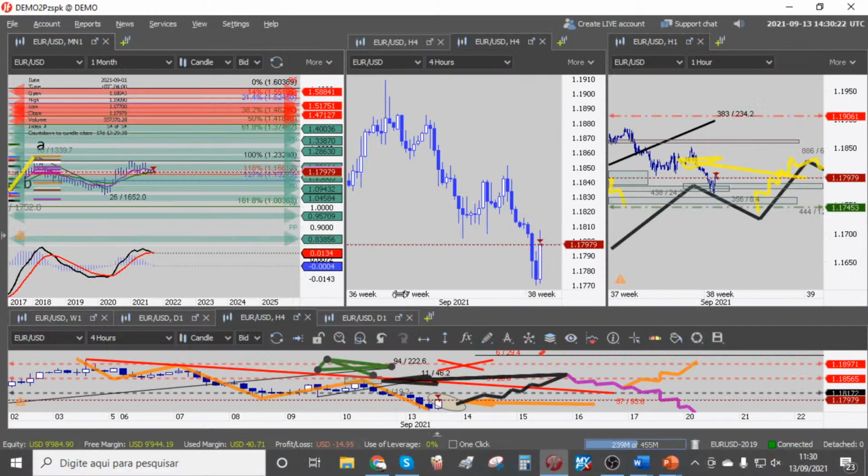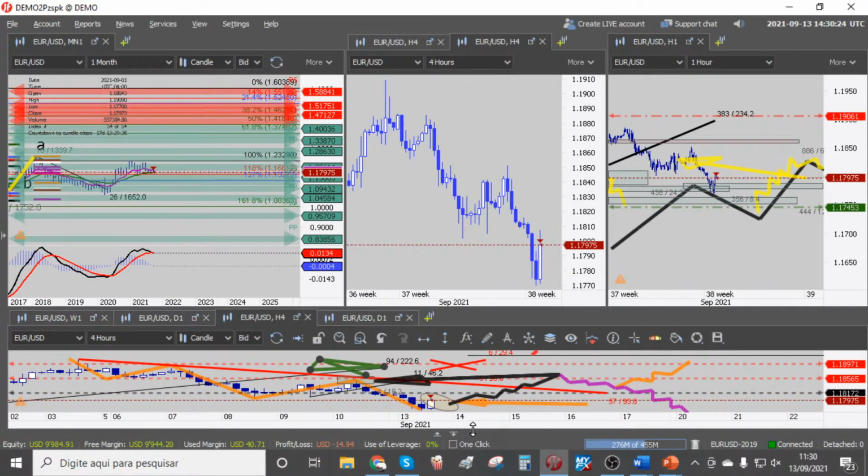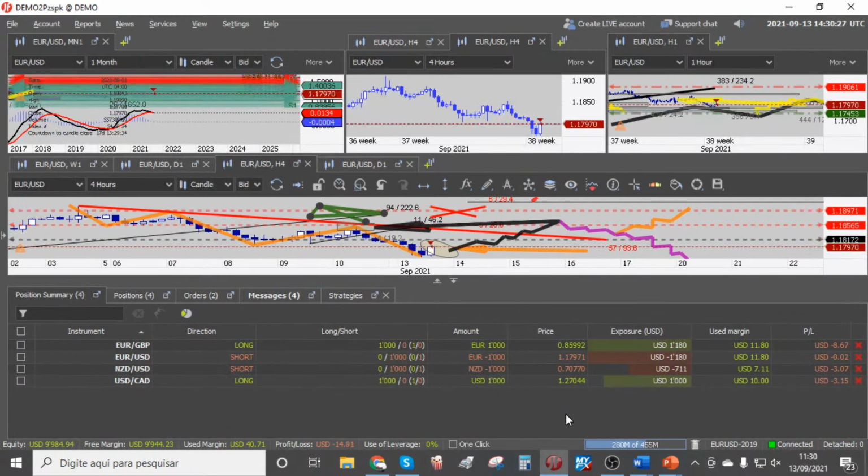So far, what do we have here? We have so far 4 positions, right? Euro dollar short, NZD USD short, Euro GBP long, USD CAD long. Any other currency pairs everybody want to check?